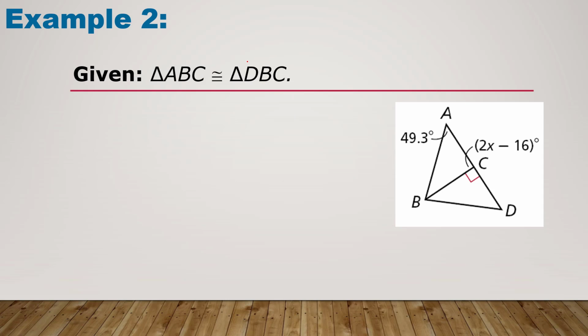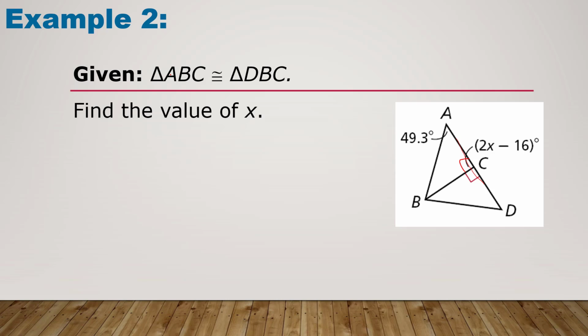All right, so given that triangle ABC is congruent to triangle DBC, we want to find the value of x. Now, I know some of you are sitting here saying, hey, Mr. Gable, it's a right angle. We can prove that it's a right angle because we have a straight line, and so both of these must be 90 degrees to add up to 180. Yes, that is true, but I want us to go ahead and at least think through the congruent parts.